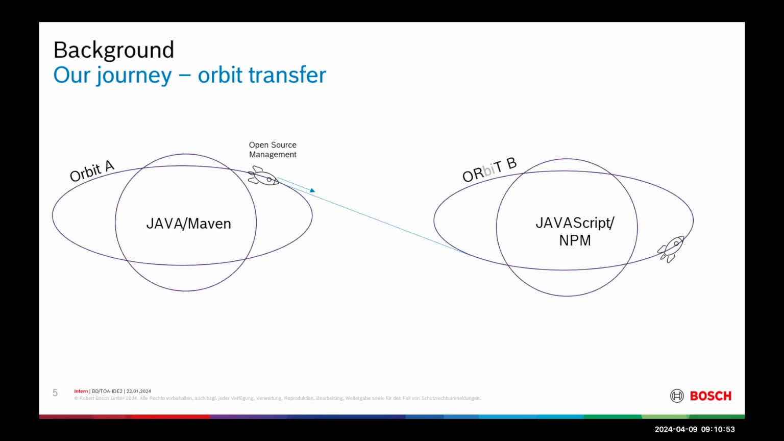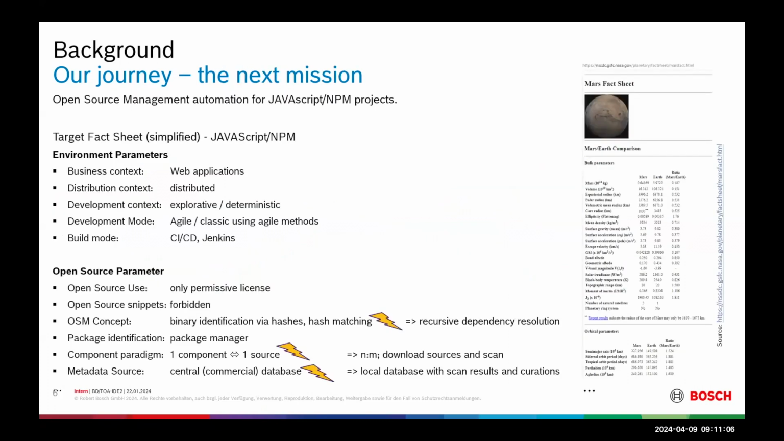Then first teams came up and said, okay, hey, we need JavaScript, we use NPM. So our open source management that we had established for Java Maven didn't really fit to this new ecosystem that we had to use, because there were some differences, right? Our hash matching didn't really work anymore, so we needed to do this recursive dependency resolution. Also this component paradigm that one component is always one source didn't work, so we had rather an N to M relation. So we really had to download the sources and scan this stuff. Also, as I said earlier, the central database didn't really work anymore because we had to fix things, what we call curations now, and we needed to also persist this metadata somewhere, and we needed a local database.